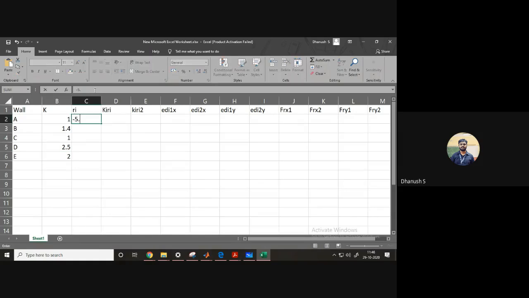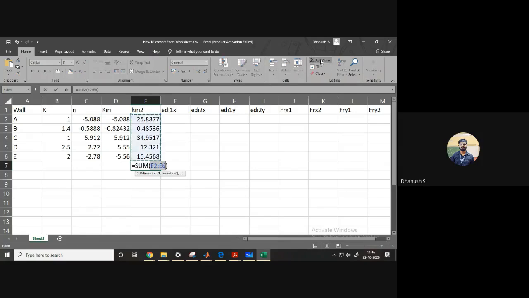Ri values were what? Minus 5.088, minus 0.588, 5.912, 2.22, 2.78. Correct? Yes, sir. This is equal to Ki into Ri. Drag. This is equal to Ki into Ri, correct? Drag this. I need the summation of only the KiRi square term. Correct? Yes, sir.